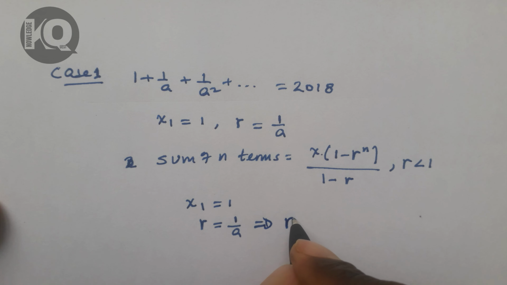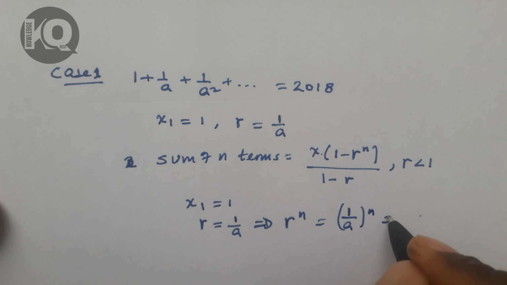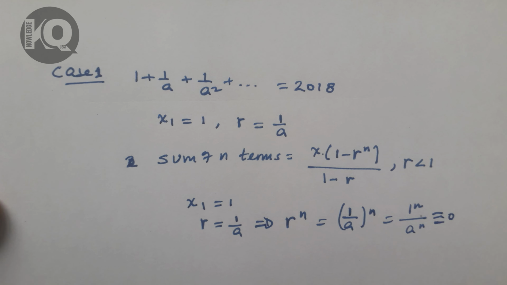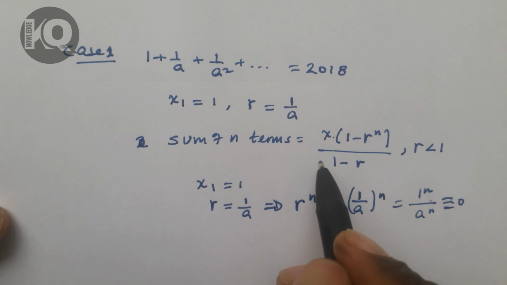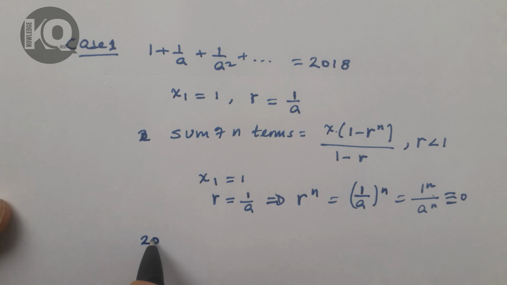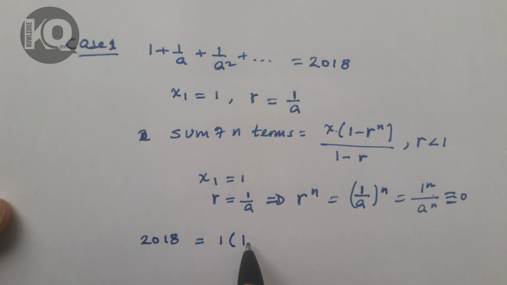Also r to the power of n is equal to 1 over a to the power of n, so this will be 1 over a to the power of n. As a increases, this approaches 0. So let's substitute each value into the equation. The sum of n terms is given as 2018, which is equal to the first term 1 into 1 minus r to the power of n, which is 0, divided by 1 minus r, which is 1 over a.